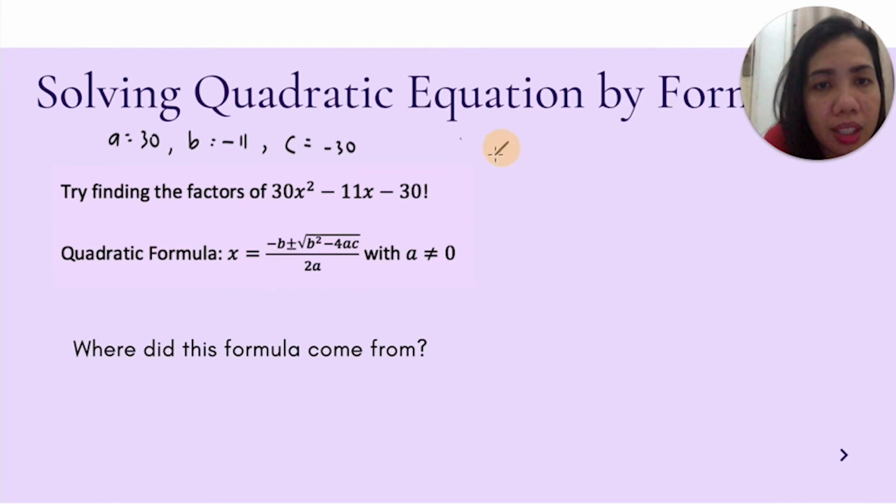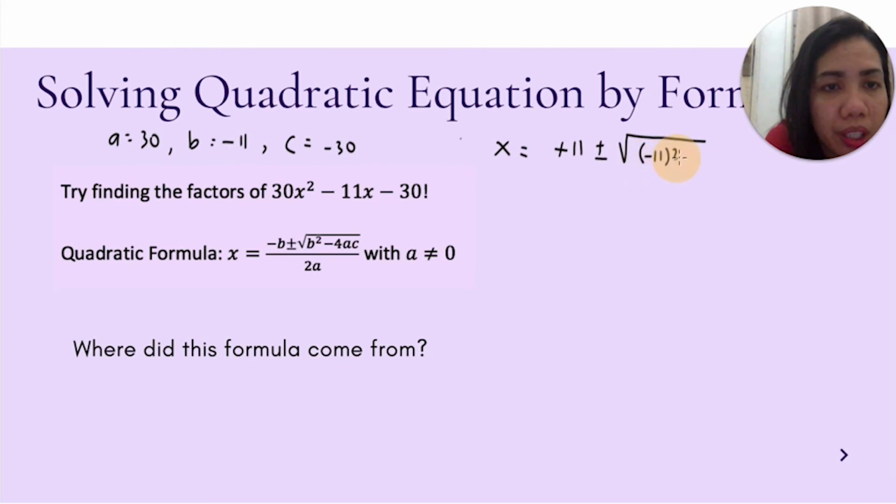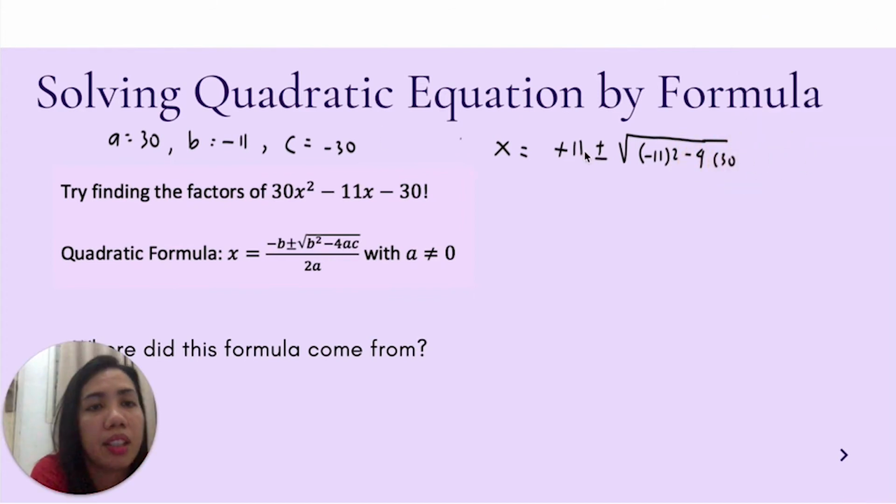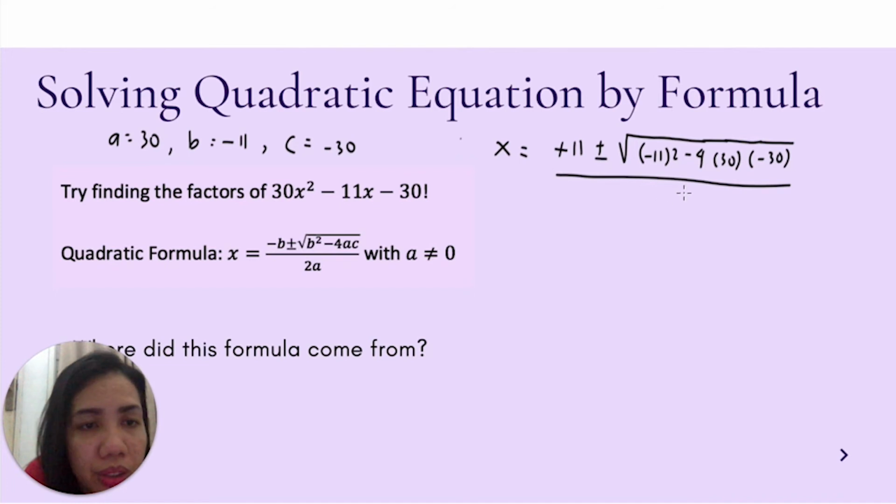So let's do this. Okay, x equals minus b, and b is minus 11, so that is positive 11. So we write positive 11 here, and then plus and minus the square root of b squared. Where is the b squared? This one. So in here minus 11 squared, that will be a positive number later on, and then minus 4a, a is 30, and then c is minus 30. Okay, and then over 2a, 2 times 30.